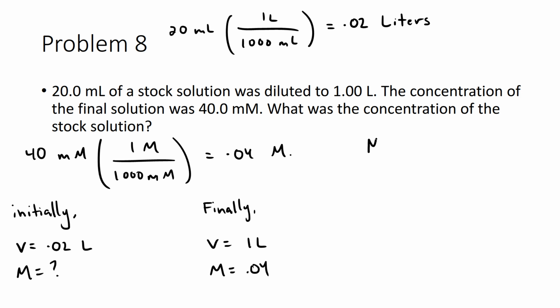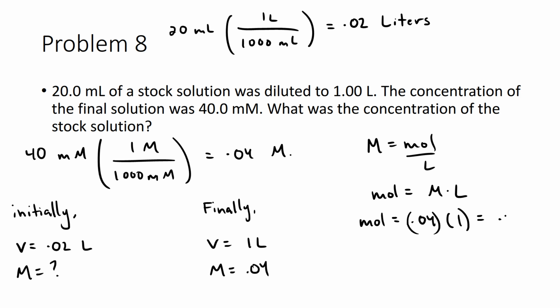We know that the molar concentration is equal to the moles per liter. We can rearrange this to solve for moles. So the number of moles is going to be equal to the molarity times the number of liters. So we can solve for the number of moles that we had at the end by plugging in the final values, which is going to be 0.04 times 1. That's just going to give us 0.04 moles.